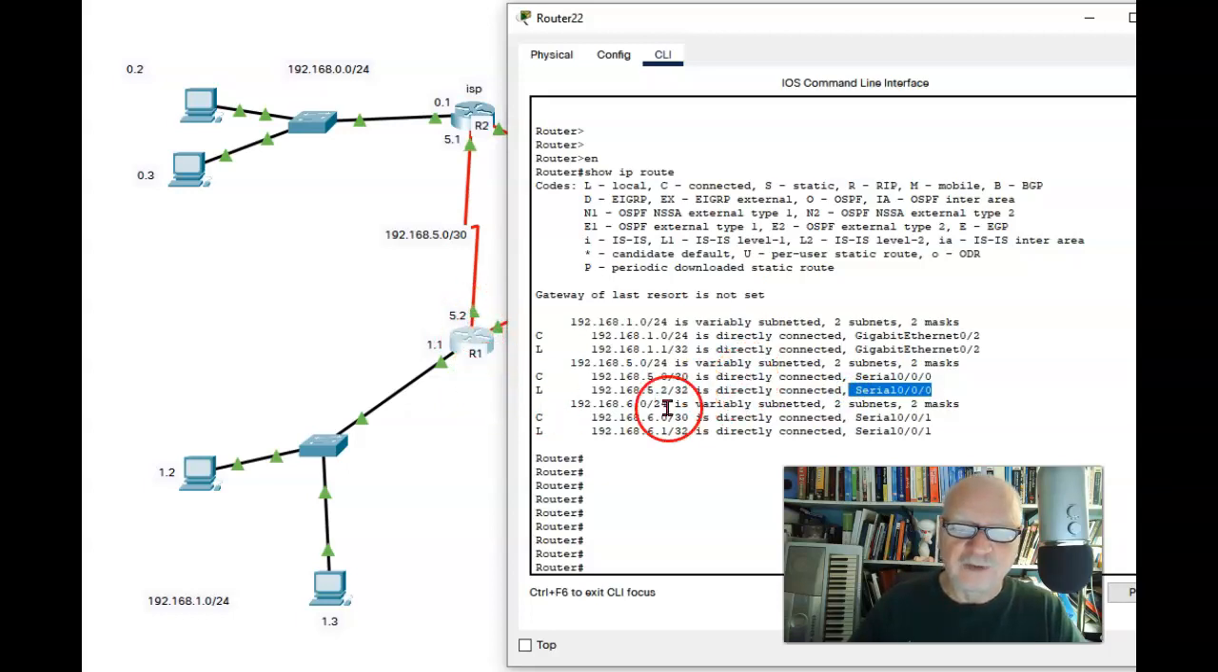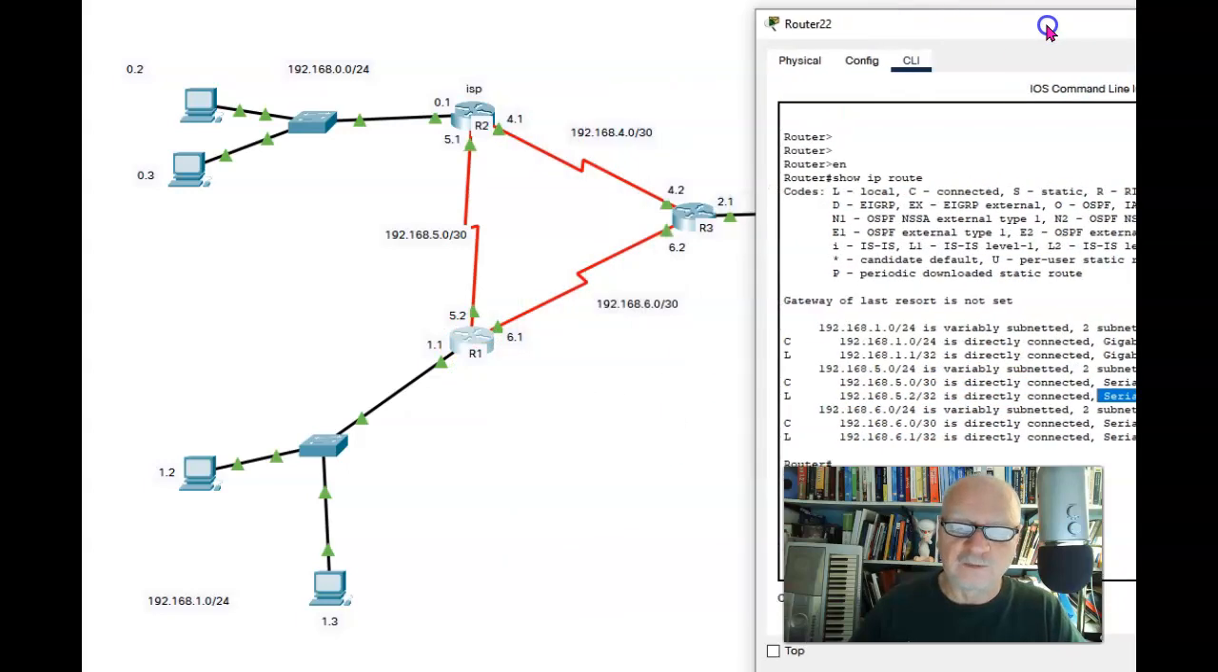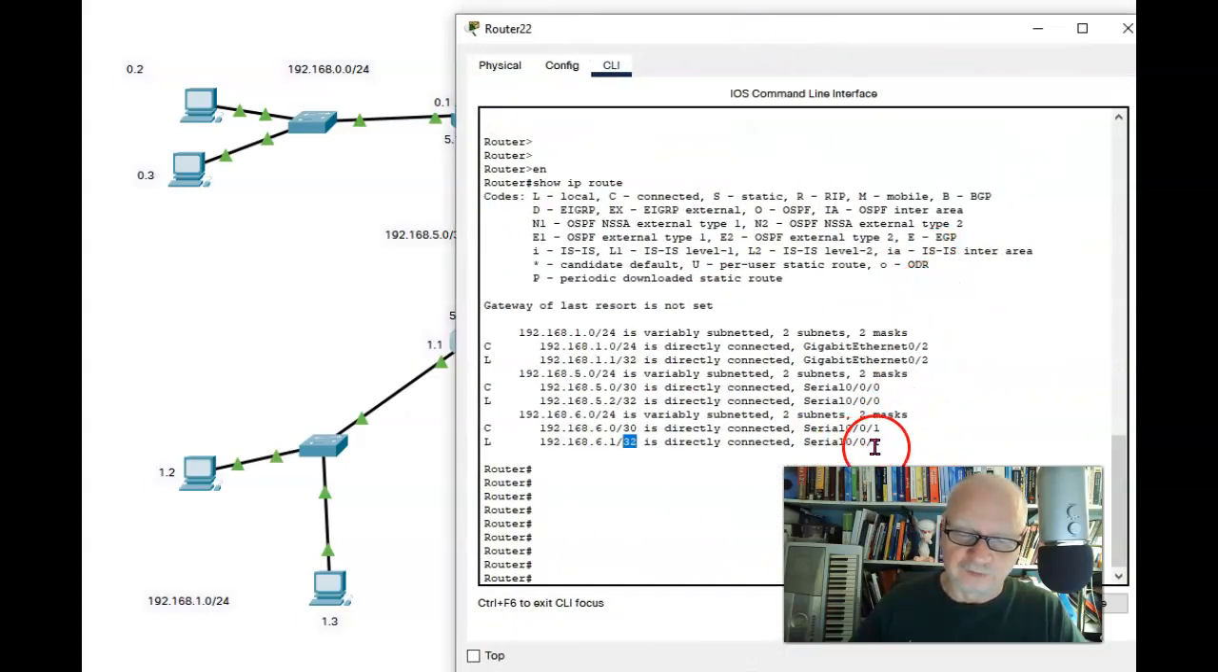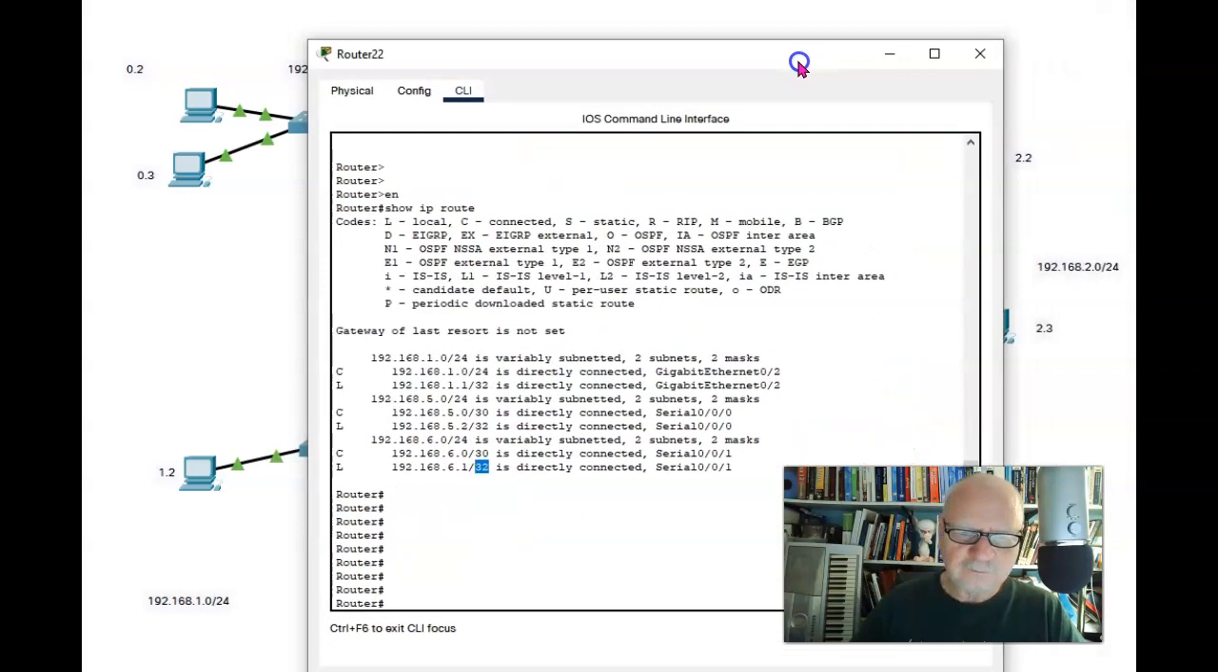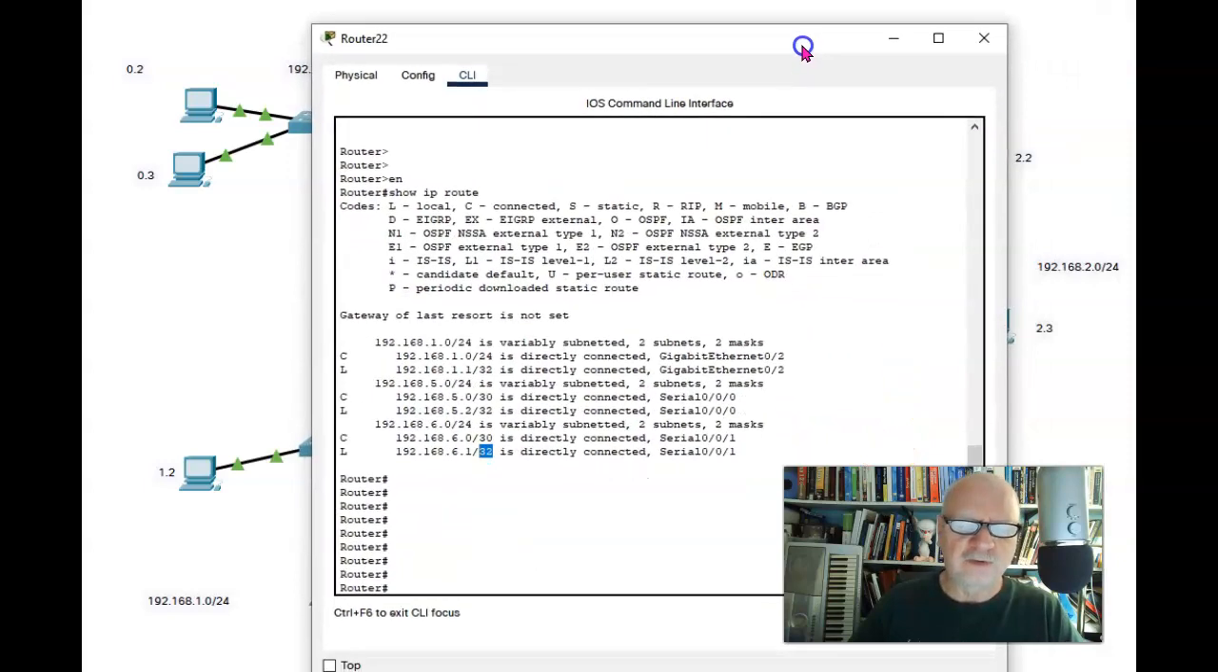Now we have the same thing going on for the 6 network, which is over here. We've got the /30. It says this network is attached to me, directly connected, and that 6.1 is the local address, local to me, /32. That address only is through Serial0/0/1. That's all that this router knows about.